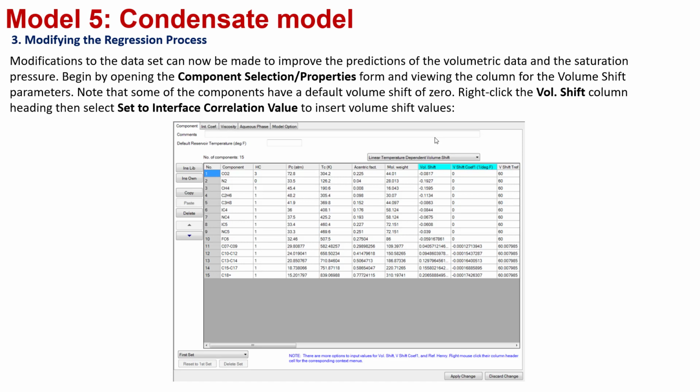And when you right-click on the volume shift column and select the correlation value, you will see a lot of information about the volume shift coefficient. And as I mentioned, some components are already set to the default of 0, so this is the default of the software. After you have a look at the information and observations, you need to apply the trend by clicking on this button.